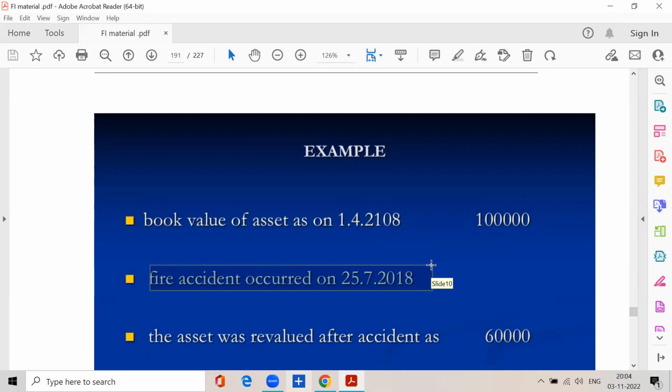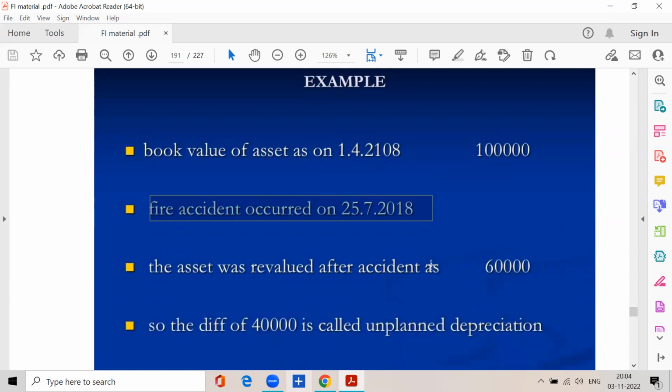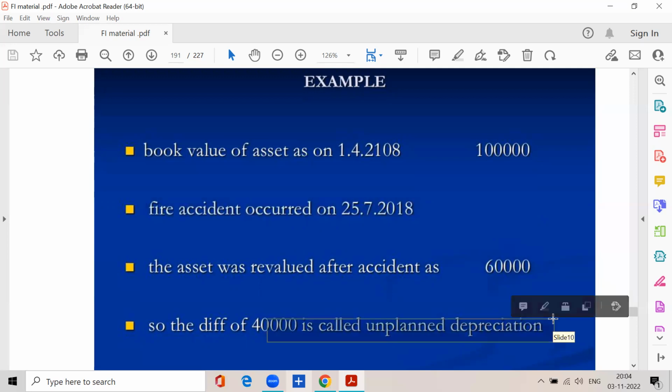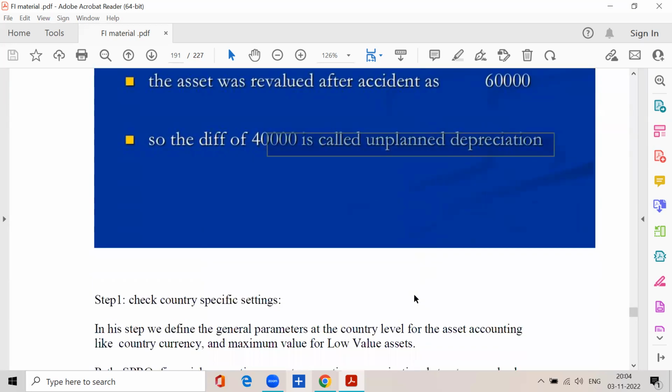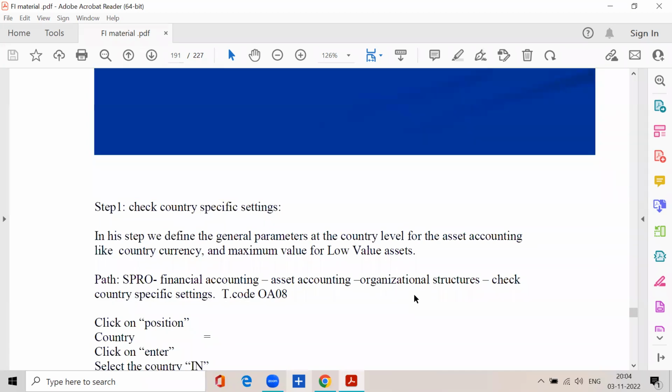Now, after the fire accident, the management has got the plant and machinery evaluated. The revaluation team told that the value of the plant and machinery is 60,000. Before the accident, 1 lakh is the value. After the fire accident, 60,000 is the value. So what happened to the remaining 40,000? That was the loss caused by the fire accident, and the effect of the fire accident is permanent on the asset. In this case, this 40,000 is called unplanned depreciation. Simply, you did not plan for it. Now, while doing the configuration settings, I will explain a number of other concepts.